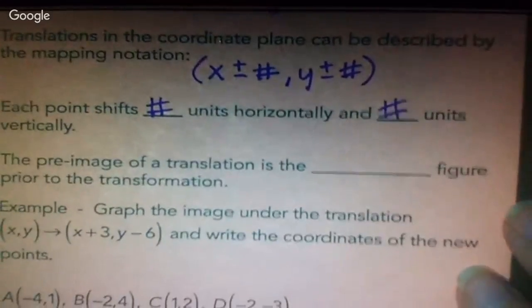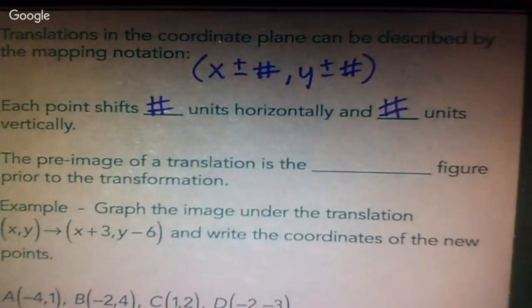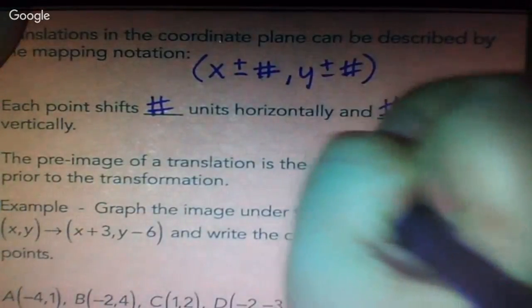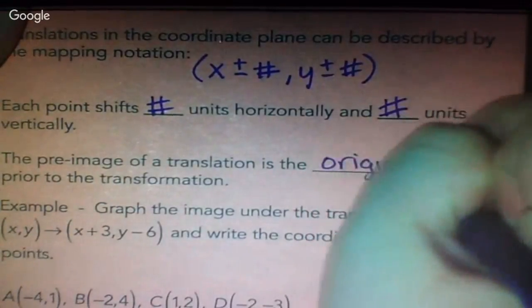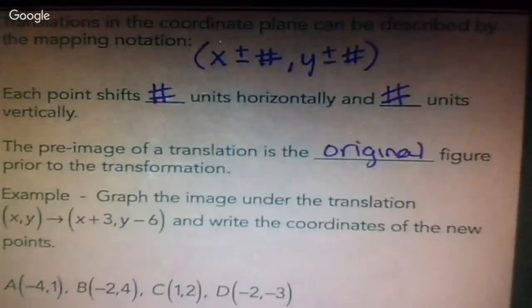And just like every other transformation, the pre-image of a translation is the original figure. Pre-image is your original. Think back to English class, what the word pre means. Pre means before. Good, Elijah. So before means you're the original. You're the first one we have.